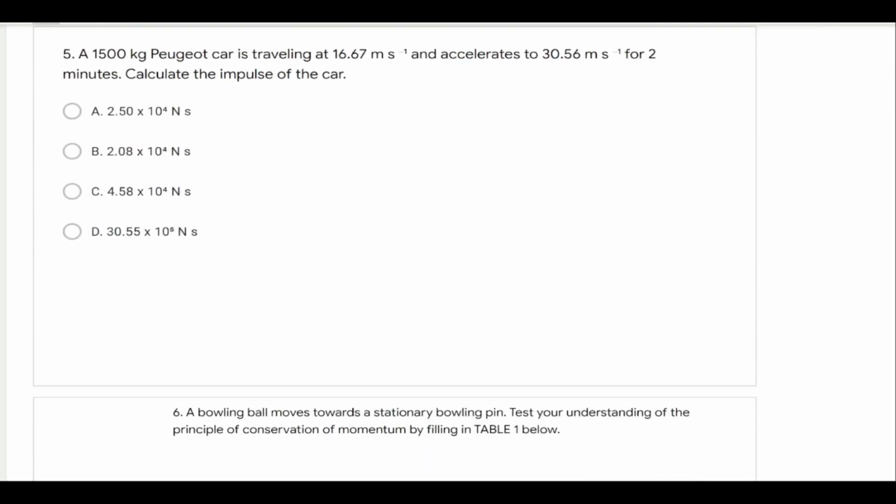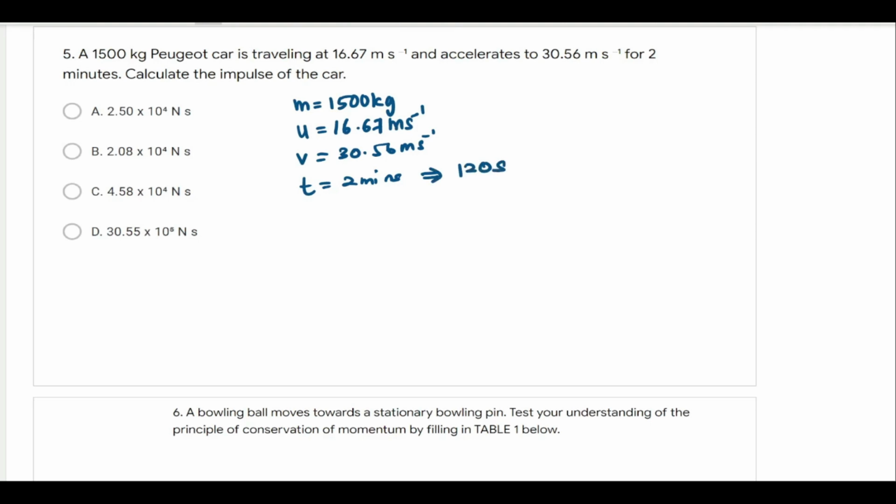Question number 5. A 1500 kg Peugeot car is traveling at 16.67 meter per second. Okay, so we have M is equal to 1500 kg. And then we have U 16.67 meter per second. And accelerates to, maknanya kereta itu bergerak, okay, memecut sehingga V dia adalah 30.56 meter per second selama 2 minit. Okay, and please change to seconds, which is 120 seconds.